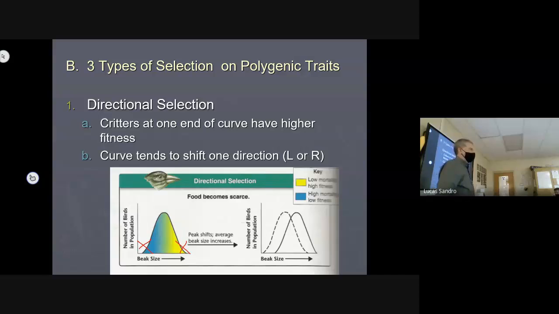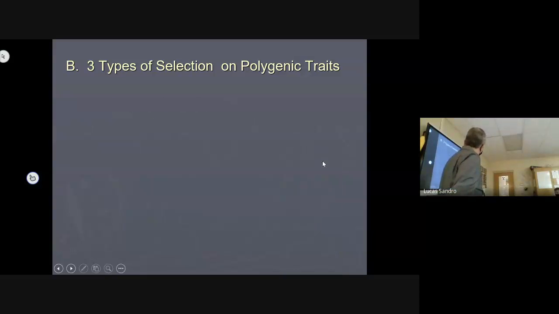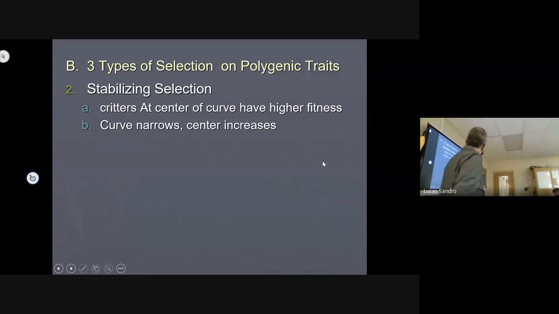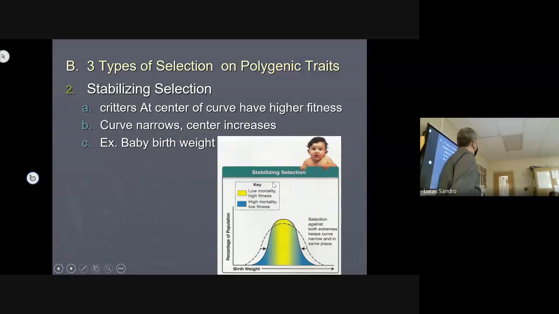So what happens to the bell curve now? The ends are going to, ooh, so it's going to come in a little bit? Yeah. But it's basically going to stay in the same place. That kind of selection is called stabilizing selection, where the critters in the center have the higher fitness. The curve narrows a little bit, and the center might increase a little bit. Baby birth weight's a great example of it. So there's a baby on that graph.